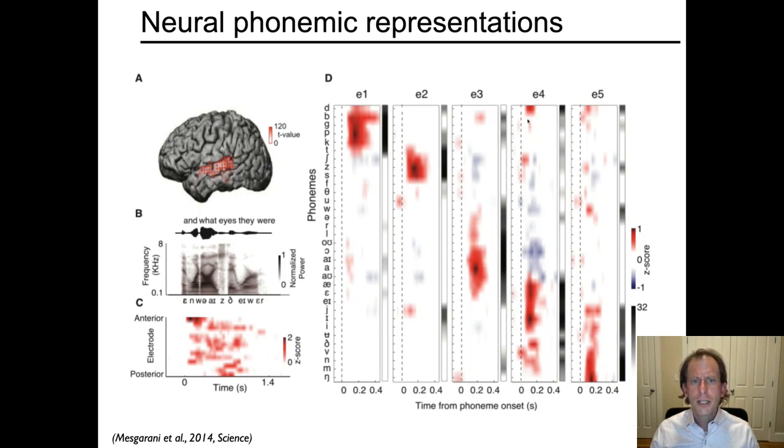So these are different electrodes on the array, each column, and in the rows are the different phonemes of the English language. And what you can see is that there is a remarkable grouping structure for some of these different arrays. This is Mesgarani et al. 2014, that show that, for example, all of these sounds were picked up very strongly by this particular electrode. This other electrode was selective for another set of sounds here. This electrode for another set of sounds, and so forth.